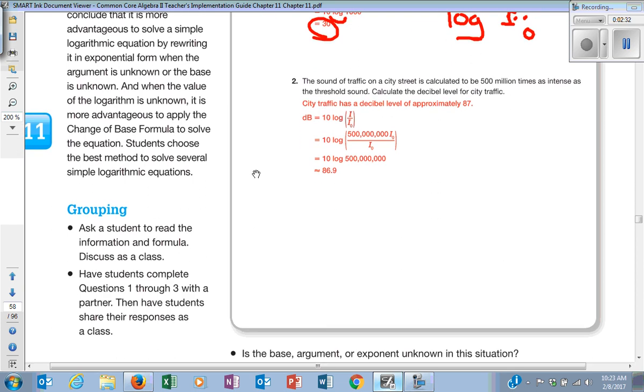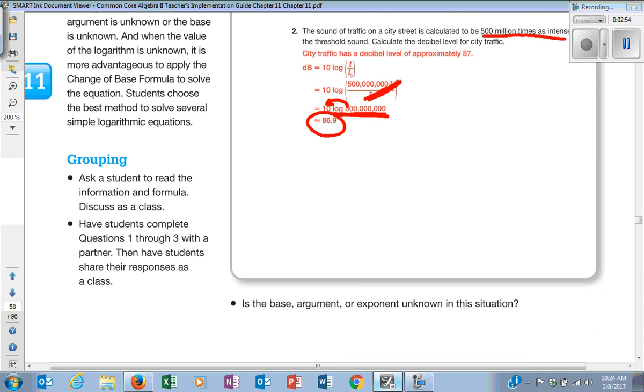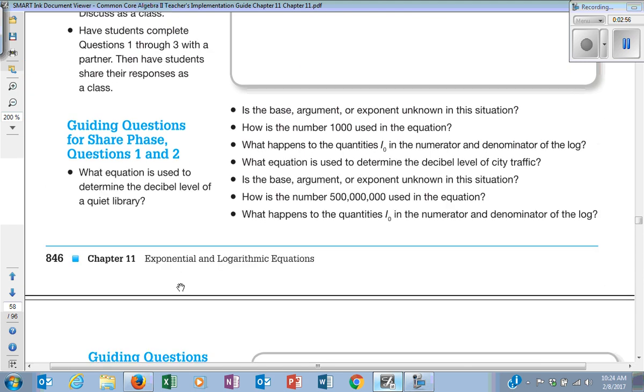So this now is 500 million times the intensity. So notice it's 500 million I0, again, the I0s cancel out. You take the log of this. Again, you can use your calculator for that answer because it's base 10. And then you times it by 10, and you should get this answer. You should be practicing using your calculator to make sure you're getting those same answers.